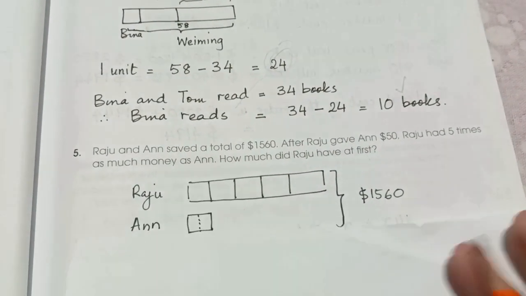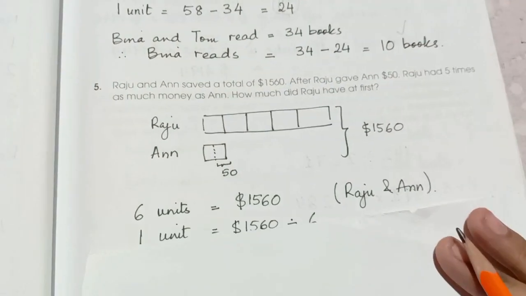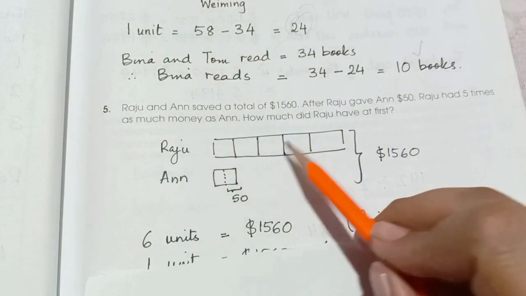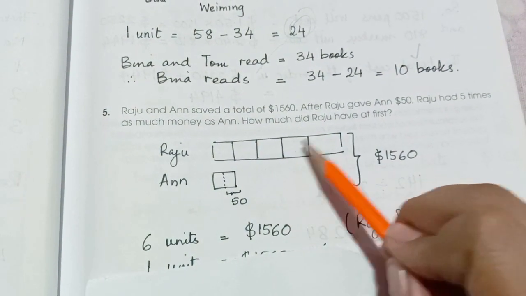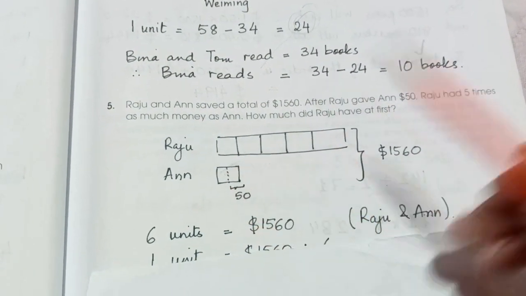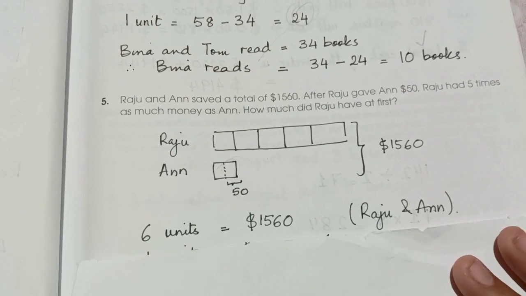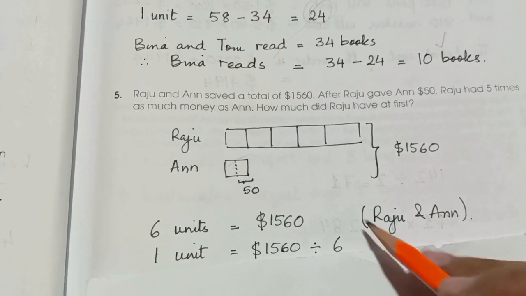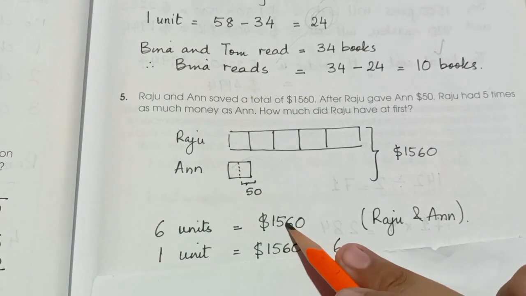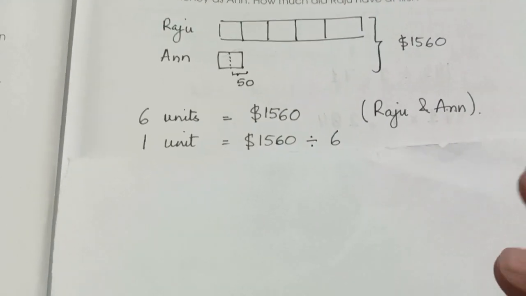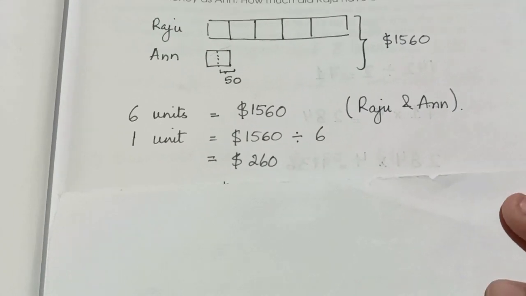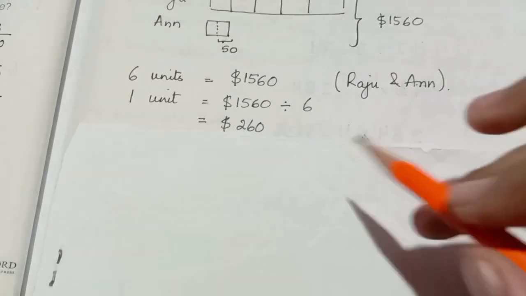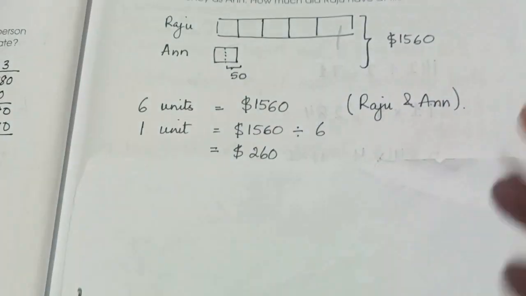1,560 and here we have 50. So 6 units, because we have 1, 2, 3, 4, 5 and 6 complete units. 6 units is of 1,560. From these 6 units we divide 1,560 by 6 to find the amount of 1 unit. 260 is the amount of 1 unit.